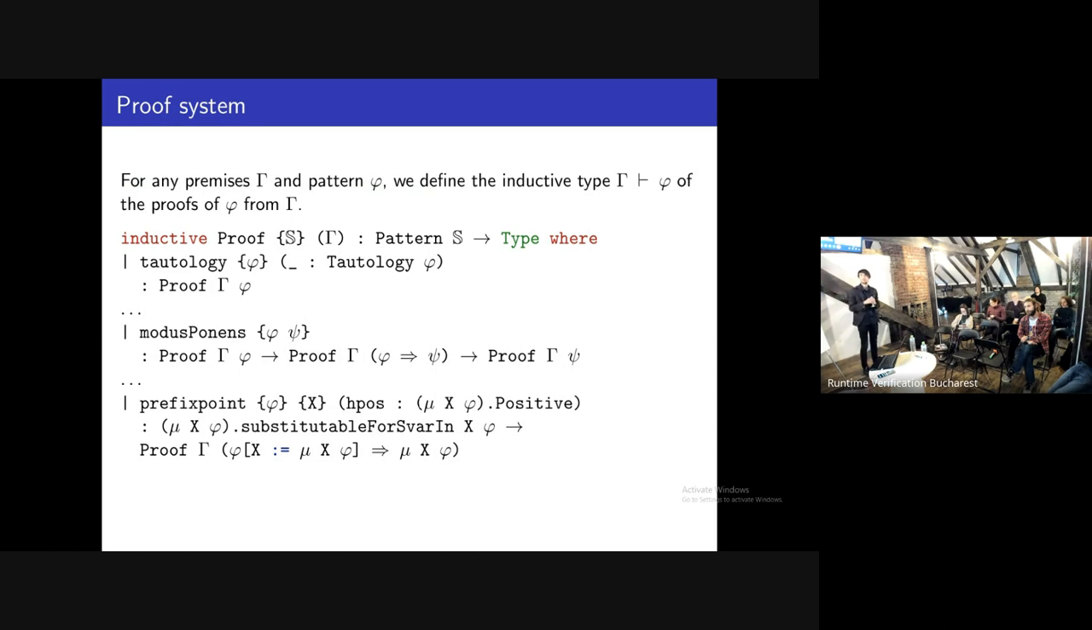So we have again an inductive type for representing proofs of patterns. Even though the matching logic proof system is a Hilbert style proof system, essentially the proofs are tree-like in their definition, because they are inductive types. But what I want to emphasize here, I don't include the whole proof system here, of course, but what I want to emphasize is that the prefix point rule is the only rule that requires the positivity in order for soundness to still hold. All the other proofs are sound even if you don't require patterns to be positive. So here is the only positivity requirement needed in the whole proof system.